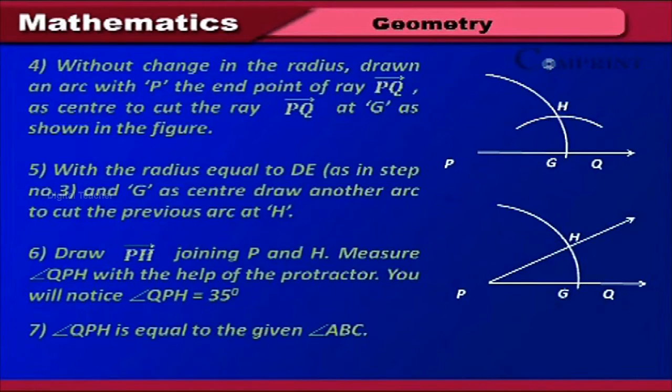With the help of the protractor, you can verify this. You will notice angle QPH is equal to 35 degrees. 7. Angle QPH is equal to given angle ABC.